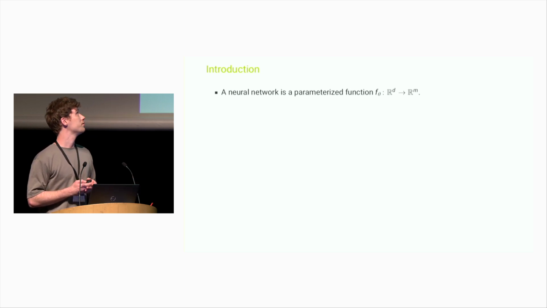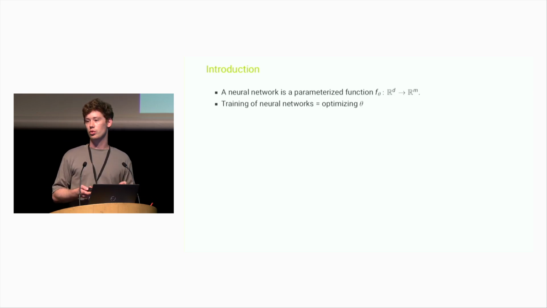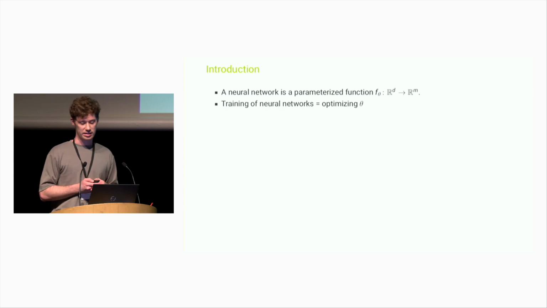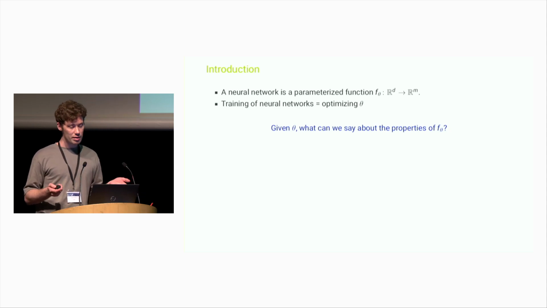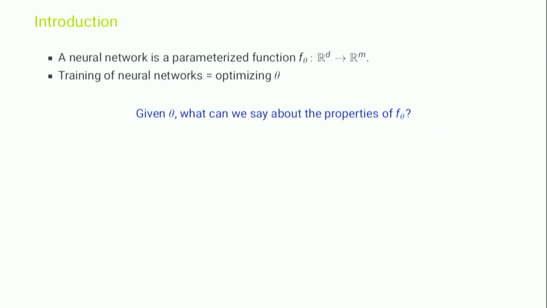So we can think of a neural network as some parameterized function, which, depending on the parameters, computes a function from the input space to some output space. And what we refer to as training of the neural network is to optimize these parameters in order to fit the function to some data set. And the kind of questions that we're addressing in our paper is, now given such a parameter, maybe after training, what can we then actually say about the properties of the function that this neural network computes?